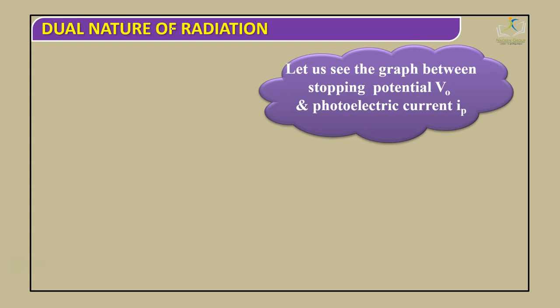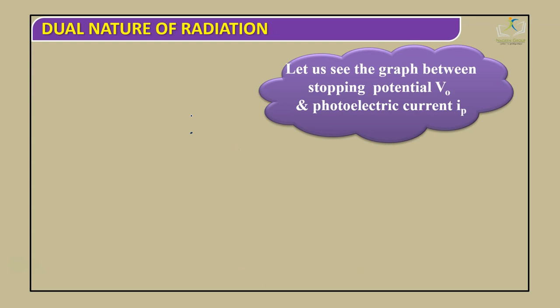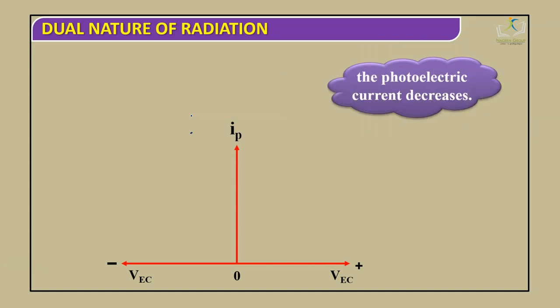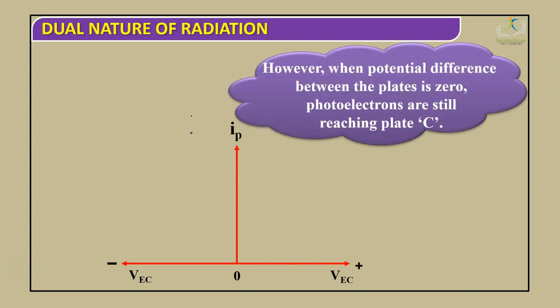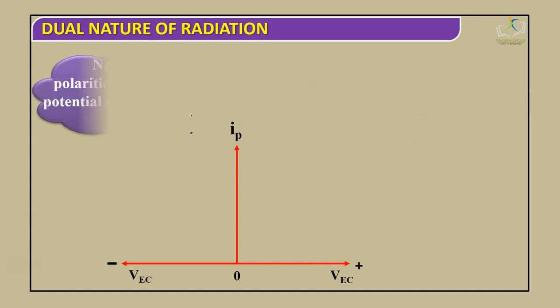Let us see the graph between stopping potential and photoelectric current. So it is the graph between potential V and photoelectric current IP. We see from this experiment that when positive potential is reduced to 0, the photoelectric current decreases. However, even when the potential difference between the plates is 0, photoelectrons are still reaching plate C. Photoelectric current is still obtained.